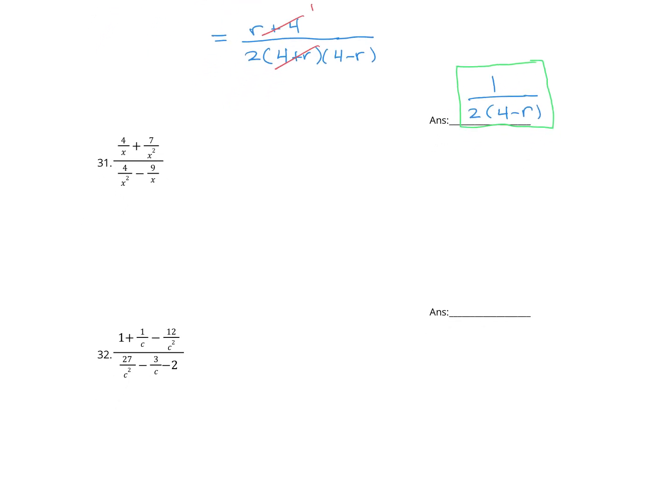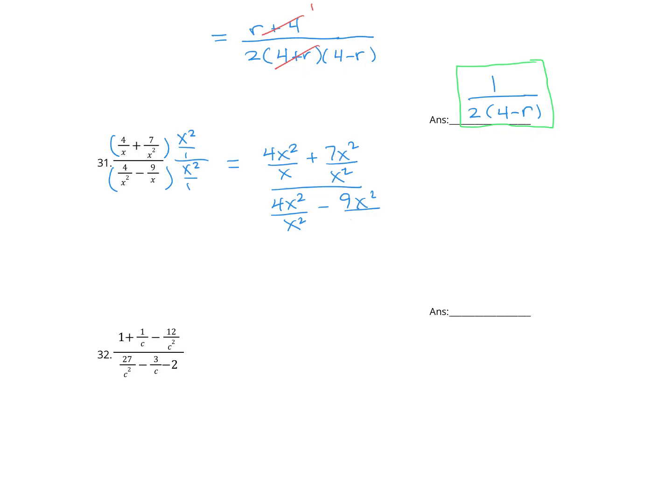For the next problem, you will notice that I can once again find something to cancel out my fractions. This time around, I'm going to multiply by x squared over 1 in the top and the bottom of the fraction. Again, that's a strange looking 1, but it is 1. Next thing to do is distribute. So in distributing, I'm going to get a 4x squared over x plus 7x squared over x squared. Down below, 4x squared over x squared minus 9x squared over x.